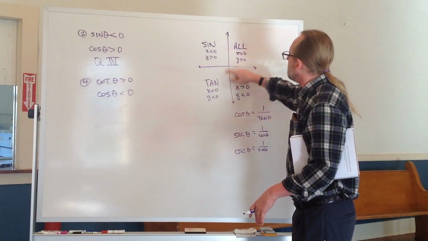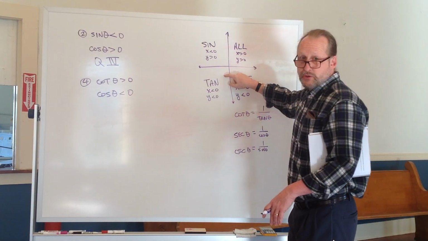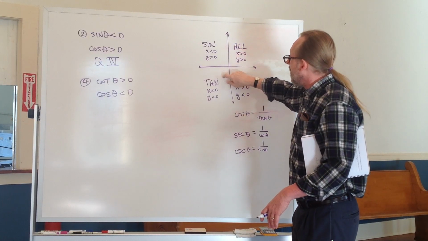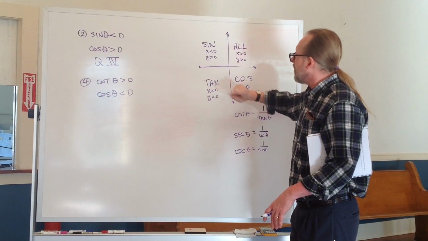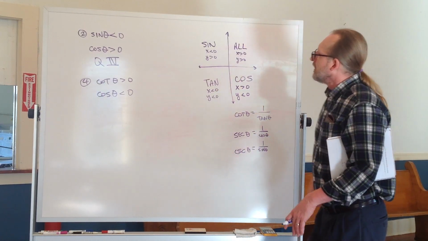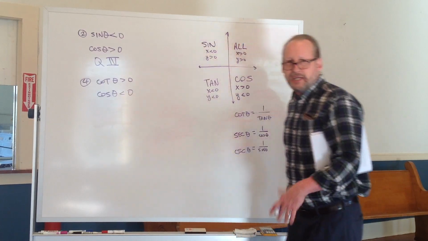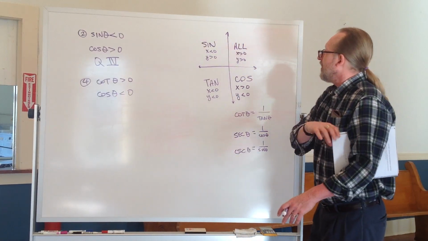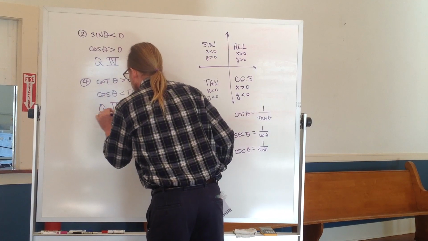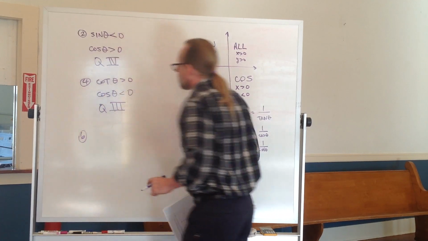That means we must be in either the first or third quadrant, right? The tangent's going to be positive here, where they all are, or in the third quadrant where x and y are both negative. That makes the tangent positive. Okay, but the cosine is negative. That means we can't be in quadrant 1, and we must be in quadrant 3.